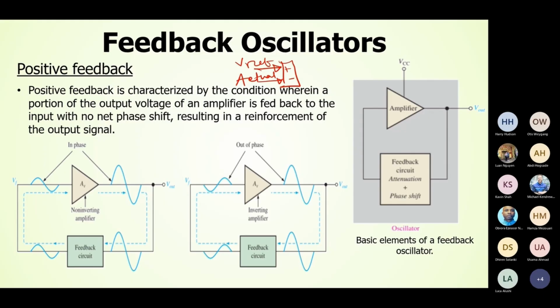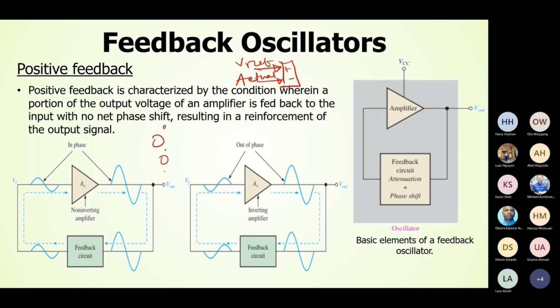So positive feedback is characterized by the condition wherein a portion of the output voltage of an amplifier is fed back to the input with no net phase shift. Means if your original phase is 0 degrees, your feedback phase will also be 0 degrees. Means if you introduce any phase shift in the circuit, then it will no longer be positive feedback. Okay.